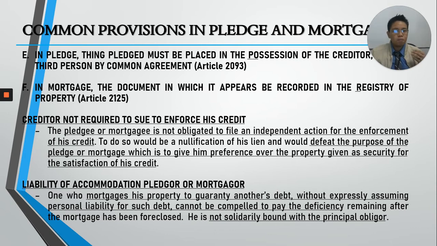Imagine nyo na accommodation pledgor or mortgagor kayo. Wala kayong utang, pero sinangla nyo yung property ninyo para i-secure yung utang ng ibang tao. Tapos nung finoreclose yung property nyo, may kulang, alangan namang habulin pa kayo, di ba, for the deficiency. Wala na nga kayong utang, nawalan pa kayo ng property. Alangan namang mag-abono pa kayo para sa utang ng ibang tao. So, remember, accommodation pledgor, mortgagor, not liable for the deficiency after the property has been sold in a public sale. What else?